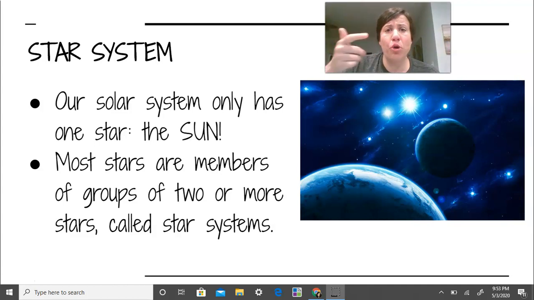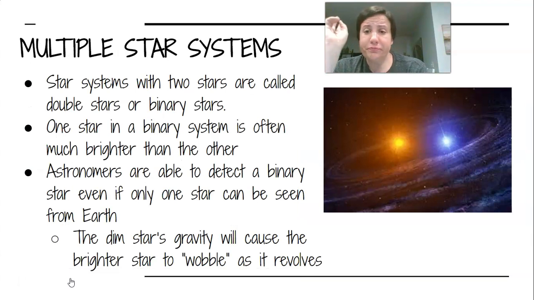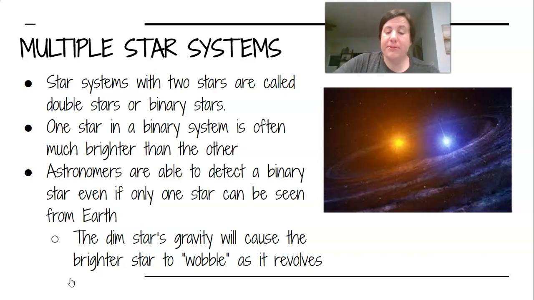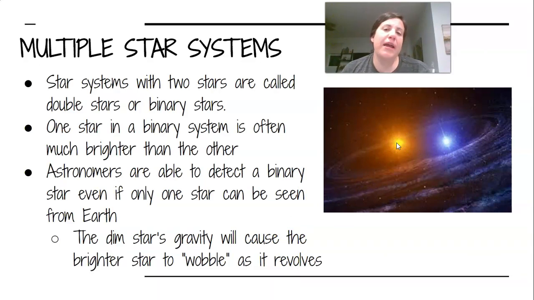When you have two or more stars that are together, that's going to be called a star system. A star system is typically called a binary star system because there are two. Bi means two. This picture is also showing you that one star in the binary star system is typically going to be brighter than the other one. And in fact, you may not be able to see the dim star at all.